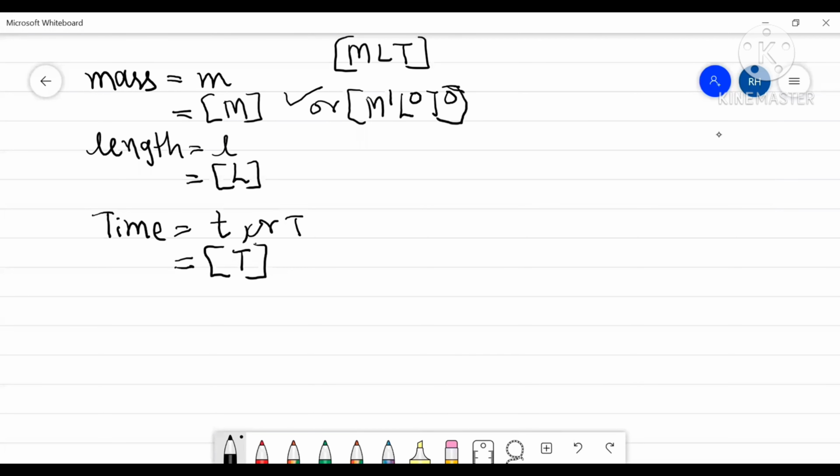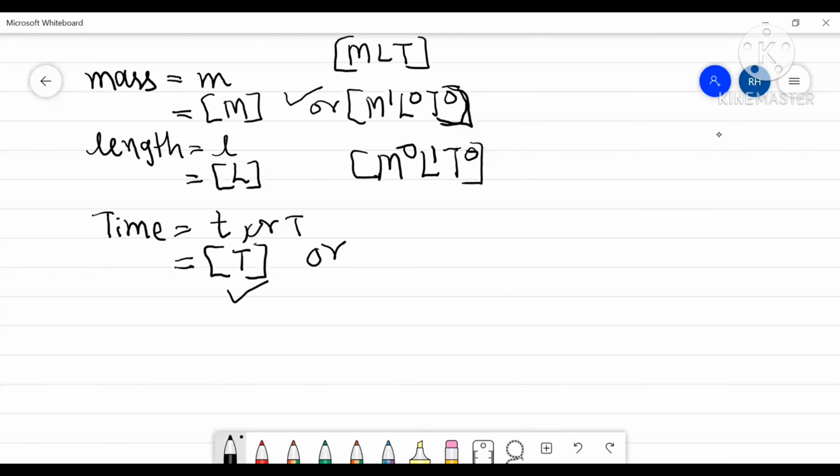Next, for length, in square brackets we write L. But in complete form, how do we write it? M raised to 0, L raised to 1, T raised to 0. Have you understood this?